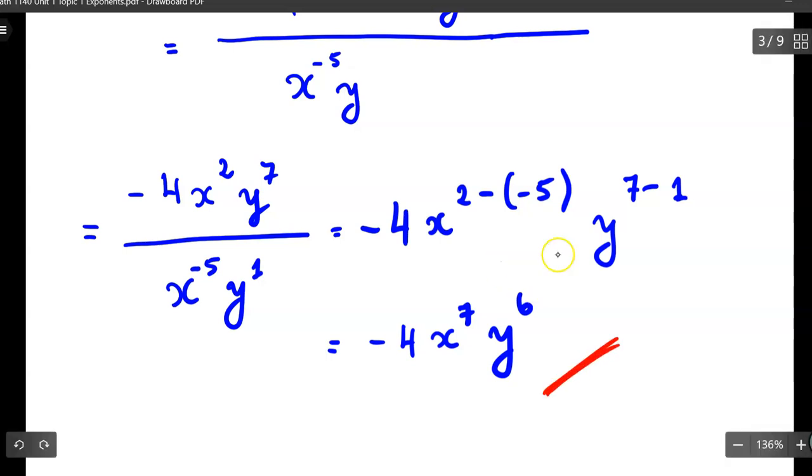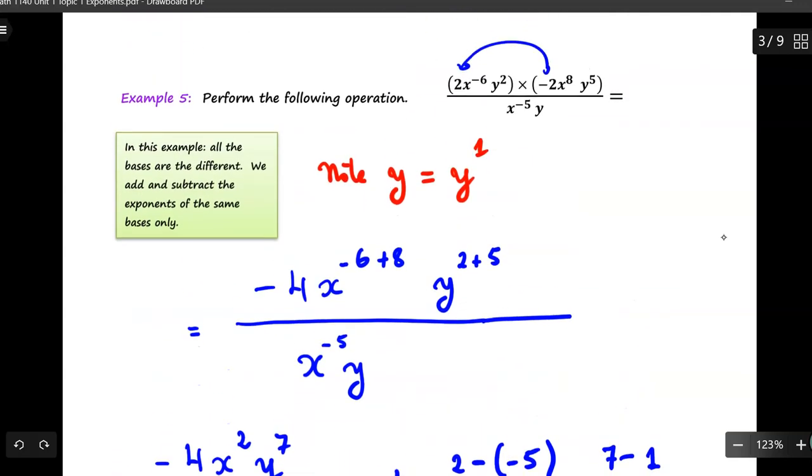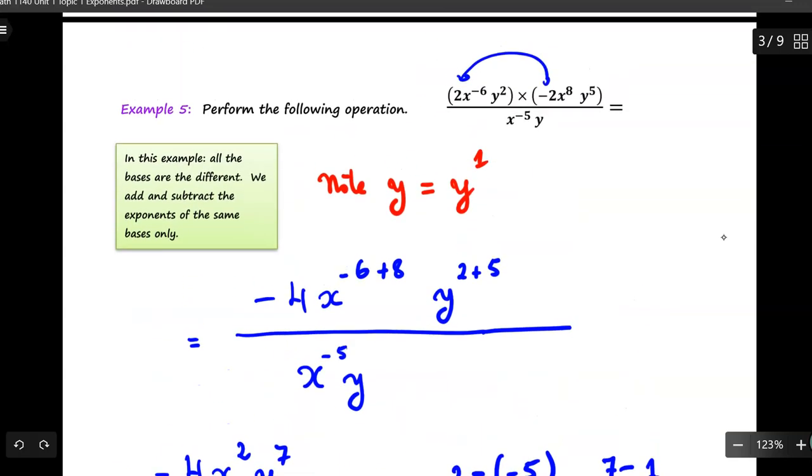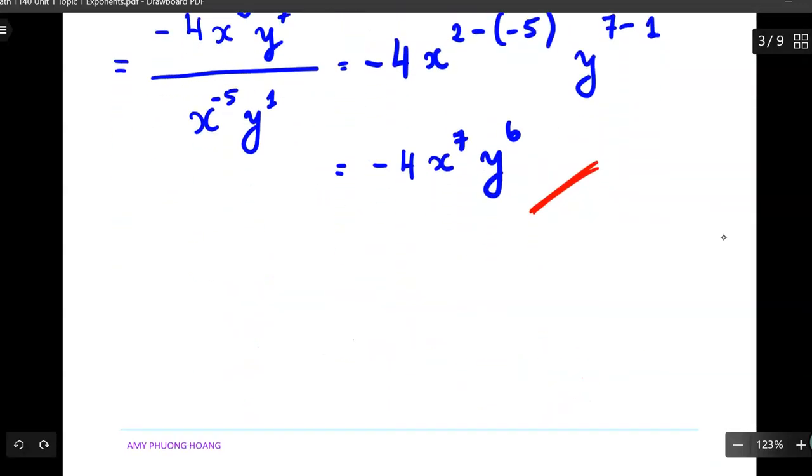However, I would like everyone to note that I can do this question in just one step. I can do all of this in just one step. So let's rewrite it here and show everyone that it can be performed in just one step.